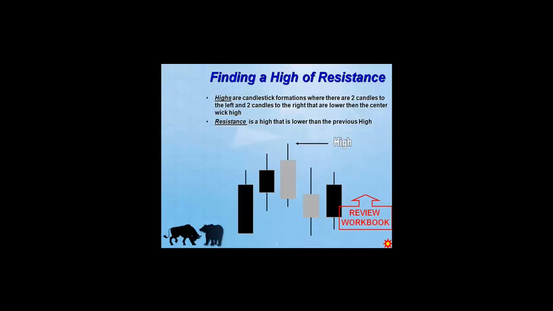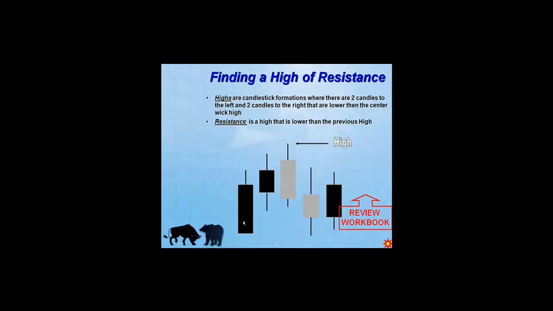Highs are candlestick formations where there are two candles to the left and two candles to the right that are lower than the center wick high. And a resistance is a high that is lower than the previous high. We're going to see here, for example, here's a point of resistance, and we got two candles to the left, and two candles to the right which are lower than the center high.